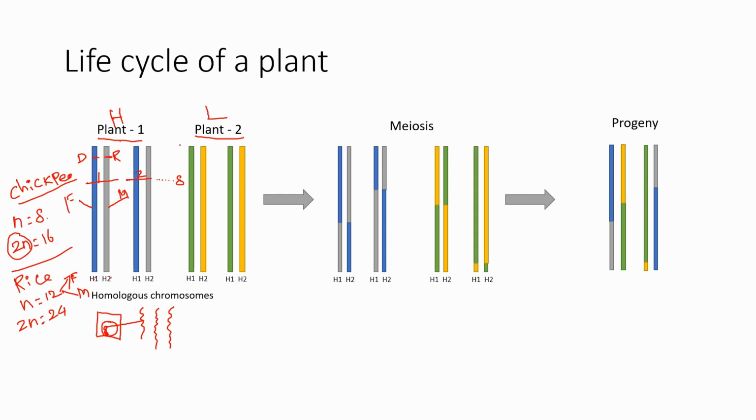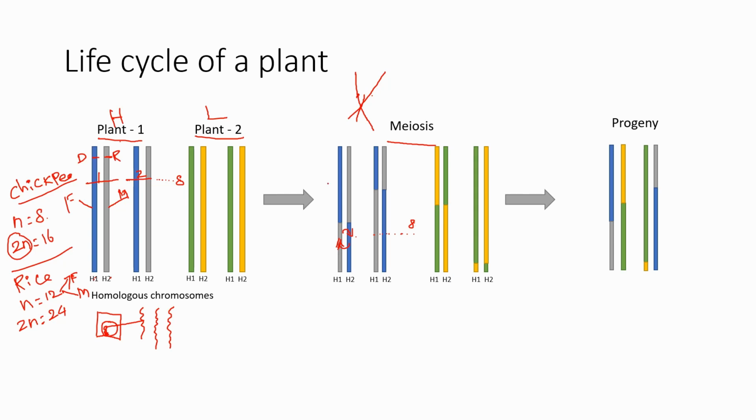Plant 1 and plant 2 have the same number of chromosomes because they are the same species. At the time of meiosis, recombination happens. Imagine this is one chromosome and this is another. The crossover happens like this: this piece of this chromosome joins with this, and this piece joins with this. This blue piece jumped here and the gray piece jumped here. This happens in all the chromosomes, like 8 chromosomes here, since it's chickpea.